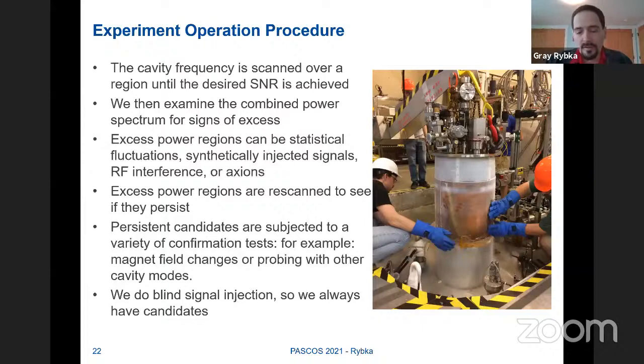And you do this kind of every couple minutes. You scan at a certain frequency. You then move the rod, scan at a certain frequency, move the rod, scan at a certain frequency, combine all these power spectrums and look for bumps. And if you see a bump, well, then it could be an axion.